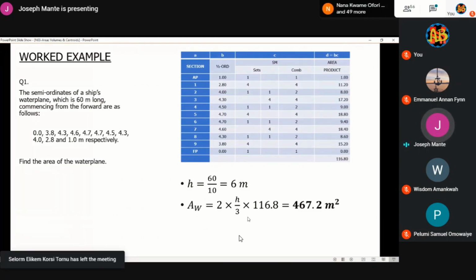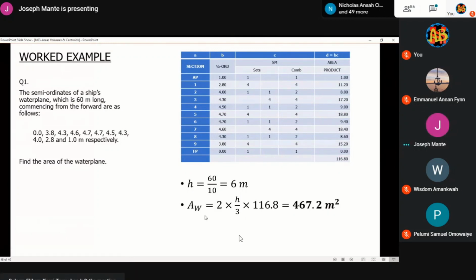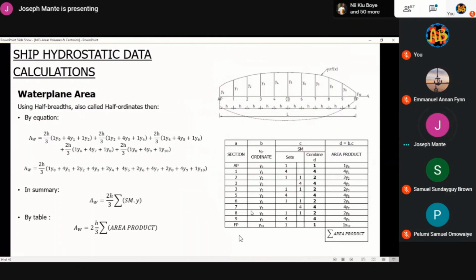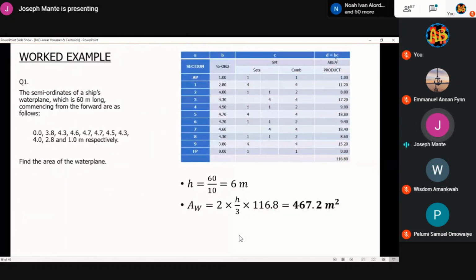Then when you are about to calculate your water plane area, you already have the formula, which is 2 times h over 3 times the summation of the area product. You have also summed this particular area, 118.8. So when you multiply that, you are going to get 467.2 square meters. So this becomes the water plane area of the ship at that particular point.